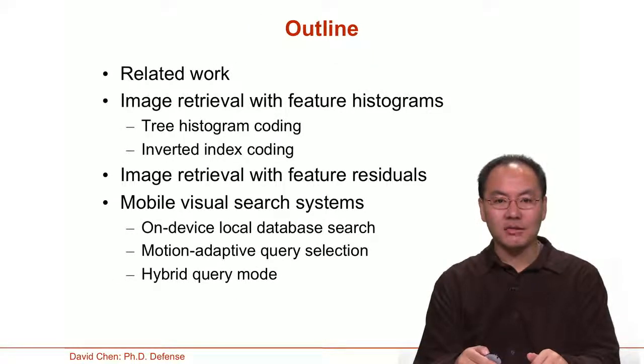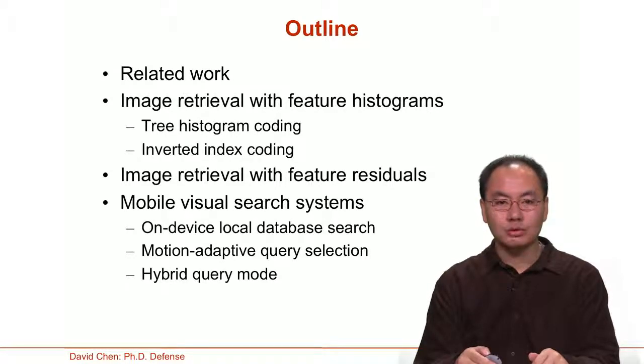Here's an outline of the remainder of the presentation. First, I will discuss related work in visual search. Then I will describe image retrieval with feature histograms. Here I've developed two methods called tree histogram coding and inverted index coding.